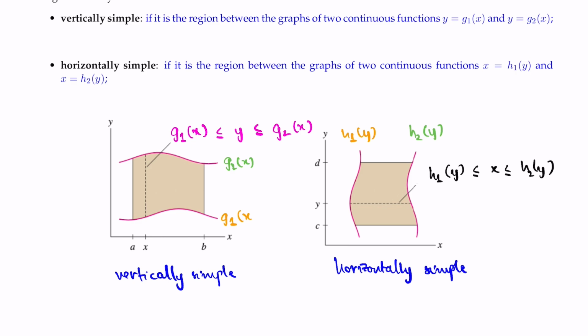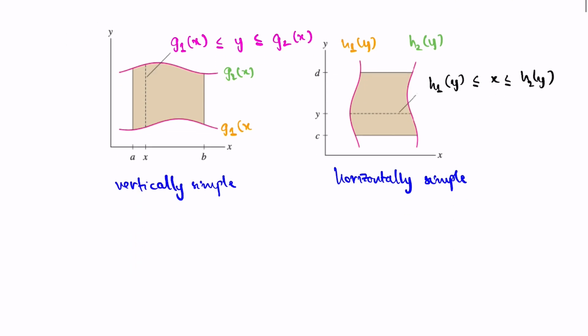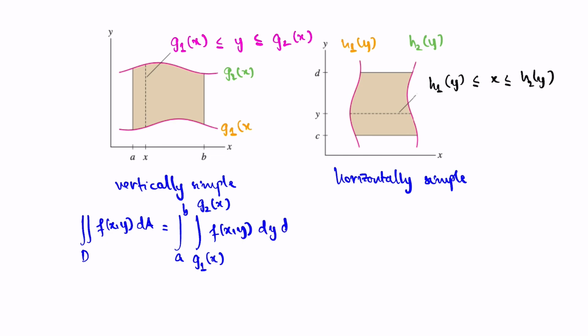Now, in terms of the double integral, you can present the double integral of the function f of x, y dA over the domain D as follows. For the case of a vertically simple domain, you have the integral from a to b and the integral from g1 of x to g2 of x of f of x, y dy dx. In the case of a vertically simple domain, you put in a vertical line, and one end of the vertical line touches the bottom function, and the other end of the vertical line touches the top function.